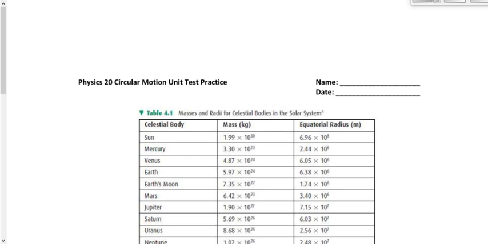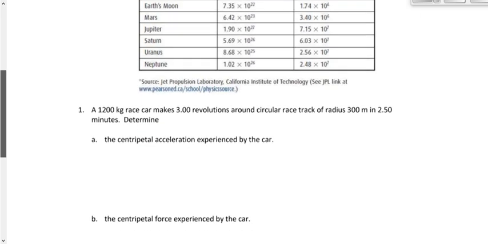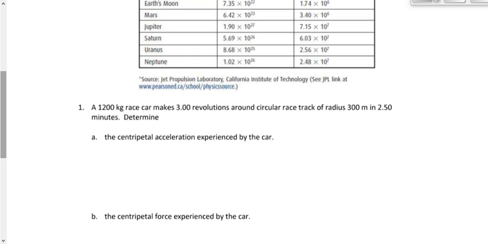Let's have a look at our circular motion unit assignment, starting with question number 1. It says a 1,200 kilogram race car makes 3 revolutions around a circular racetrack of radius 300 meters in 2.50 minutes. Determine the centripetal acceleration and the centripetal force.